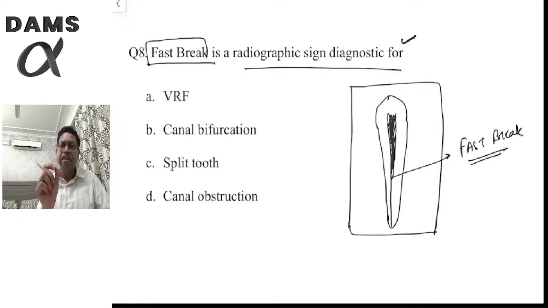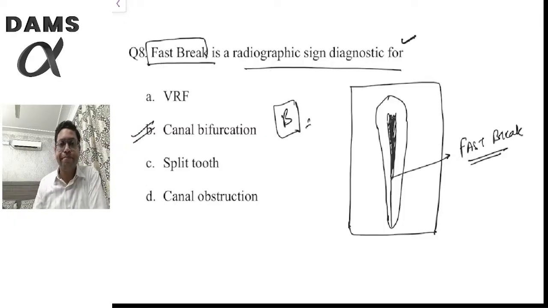If there is a sudden thinning, a sudden break in the continuity of the root canal, it most commonly indicates that at this point of fast break, the canal is bifurcating or trifurcating, meaning the canal is dividing into branches. So this is an important radiographic sign that helps the clinician predict that at that certain point, the canal is dividing into branches. So canal bifurcation. Answer would be option B.